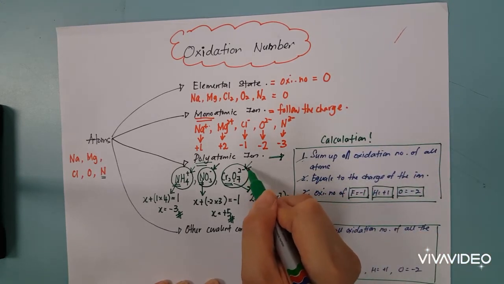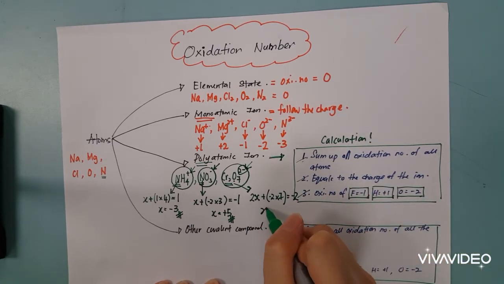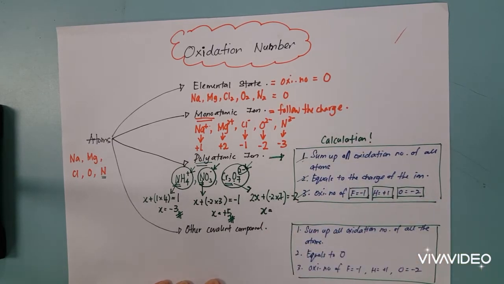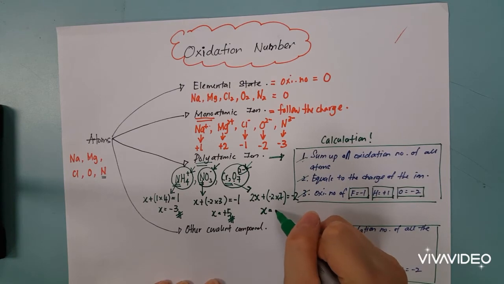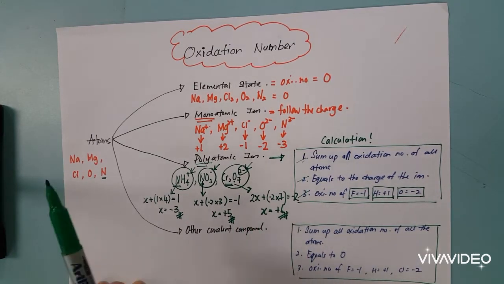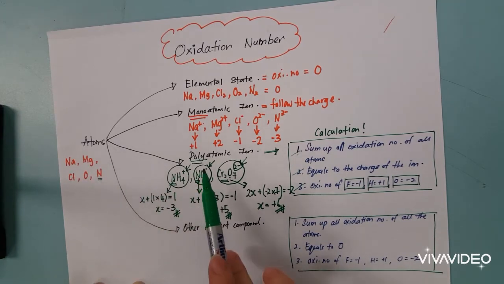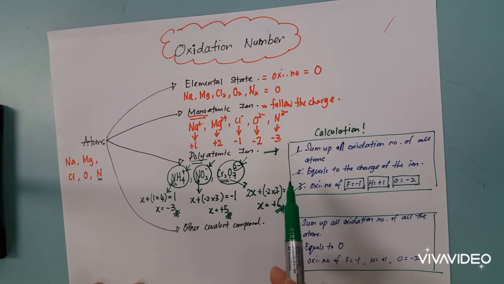In this case, it's -2. Therefore, when I solve my calculation, my chromium will have an oxidation number of +6. Alright, so this is how we figure out the oxidation number of a particular atom when it is found as part of polyatomic ions.